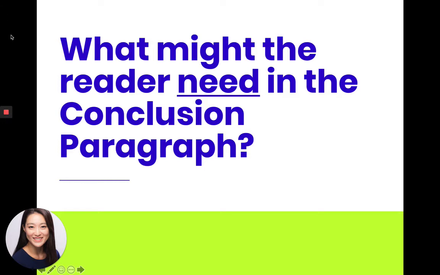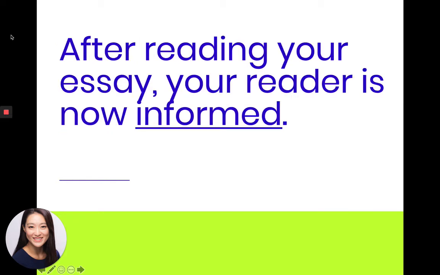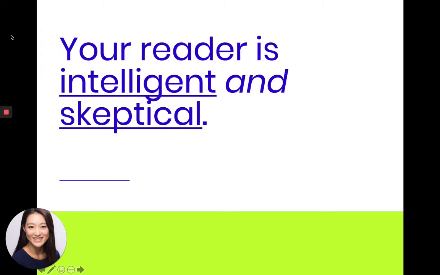Before we jump in, as always, let's ask the following question. What might your reader need in the conclusion paragraph? After carefully reading your essay, your reader is now an informed reader. They know a whole lot more about your topic thanks to you. Your reader continues to be intelligent and skeptical, and by the time that they're reaching your conclusion paragraph, they're probably assessing the information you've offered and making their mind up on whether or not they agree with you.